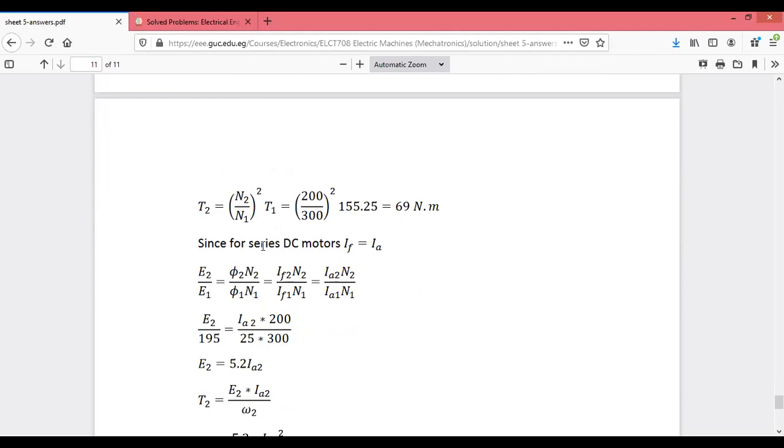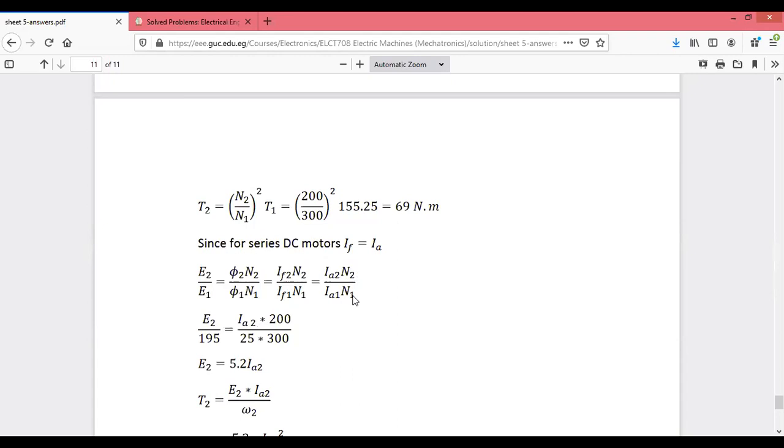But what we are saying here is that for a series DC motor, the field winding and armature current are in series, so that current will remain the same. We can take IF2 equal to IF1, equal to IA2 upon IA1, because we are supposed to solve for a series motor. So you can write your EMF equation in the form of armature current: E2 upon E1 equal to IA2 N2 upon IA1 N1.